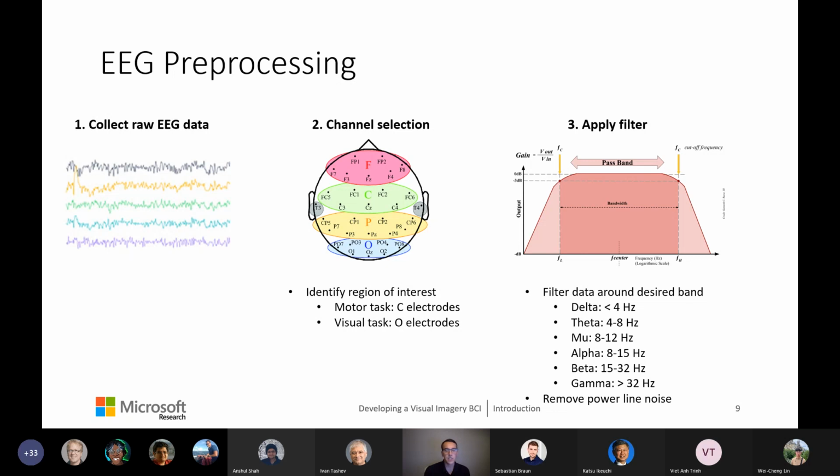So EEG is usually grouped together in these bands of brain activity. Each of these bands corresponds to a particular state of the brain. So for example, delta waves are usually seen in deep sleep, mu and beta waves are seen during motor movements and executions and imagery. Alpha waves usually carry information about subjects' attention. So if you're trying to see if they're attending to a task, alpha waves usually carry that, as an example. Some other filters that you might apply are just to remove noise like power line noise.